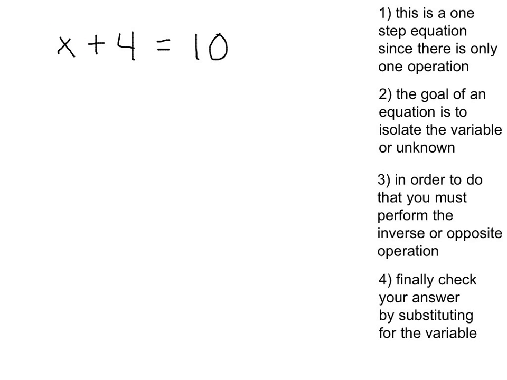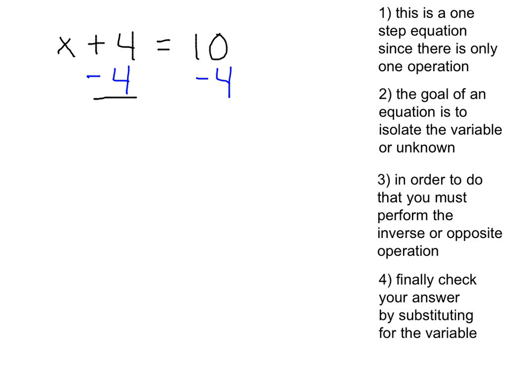Now in order to get the variable by itself, we need to do the opposite operation so that we end up with something like x equals some number. Now to do that, like I said, we do the inverse or opposite operation. So instead of adding 4, we will do the opposite. We are going to subtract 4. In an equation, you must do this to both sides.